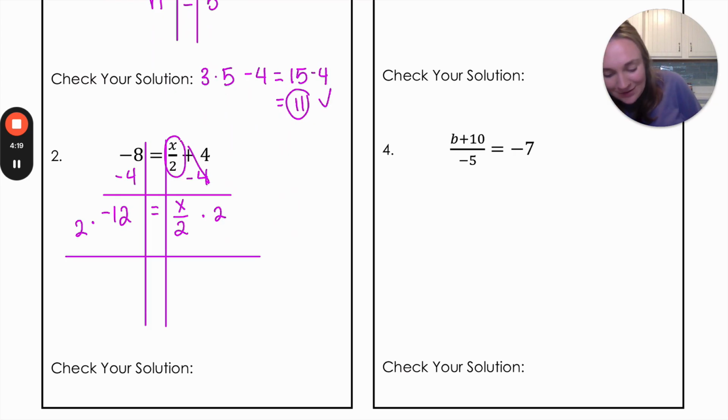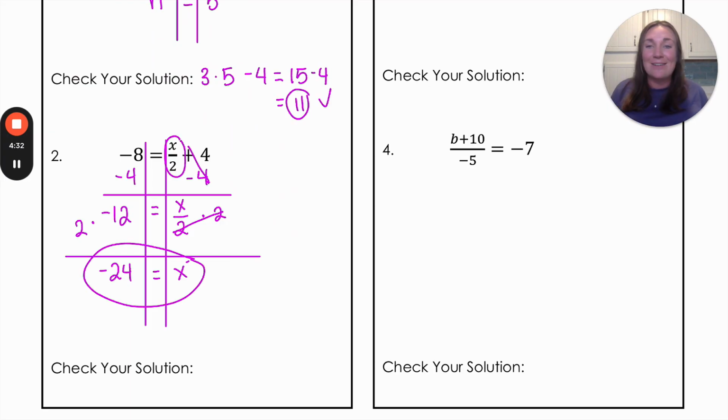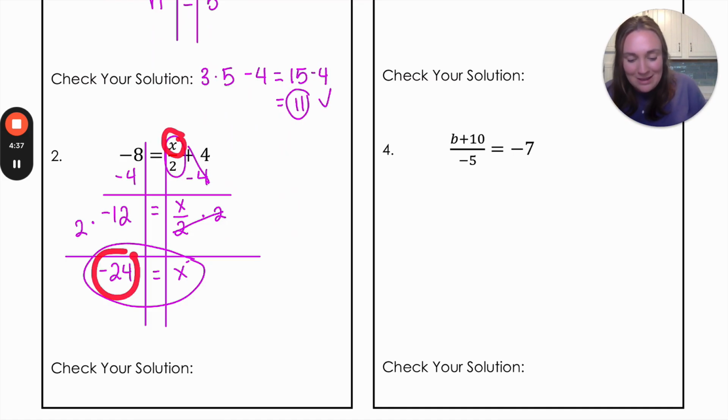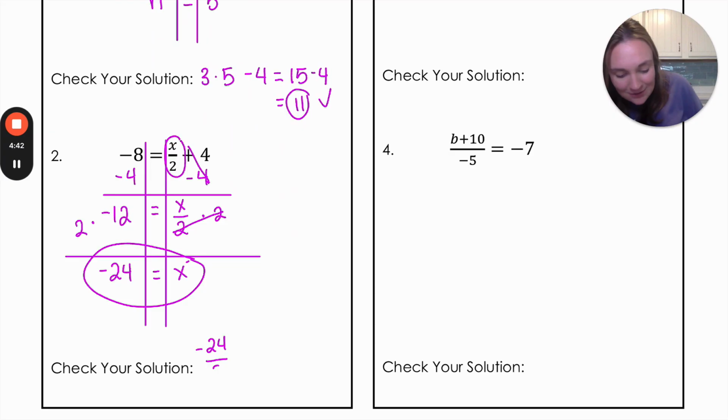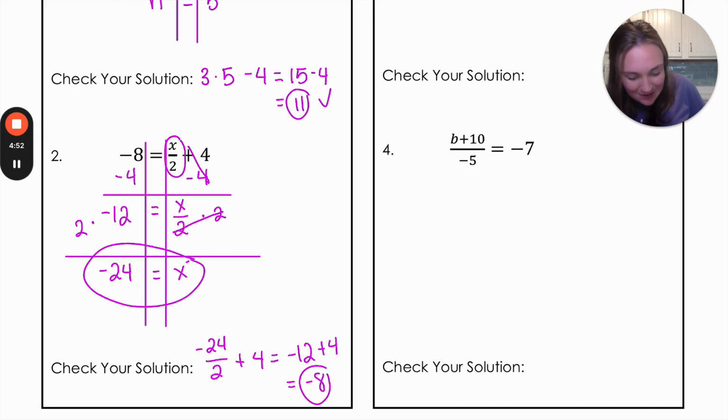2 times the negative 12 gives me negative 24 equals, that times 2 and dividing by 2 are going to cross out because again 2 divided by 2 is just 1, which gives me x. So x equals negative 24. Again, we're always going to do that check step, so I'm going to plug that negative 24 in for x. So I'm going to take negative 24 divided by 2 plus 4. So negative 24 divided by 2 is negative 12, plus 4 is going to give me a negative 8, which is what I wanted, so our answer checks out.